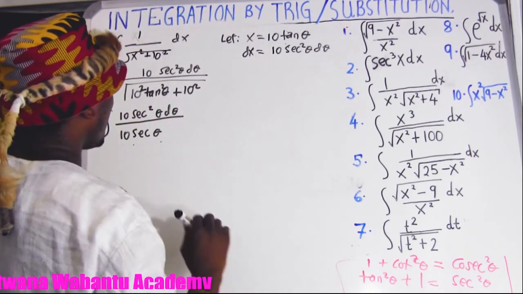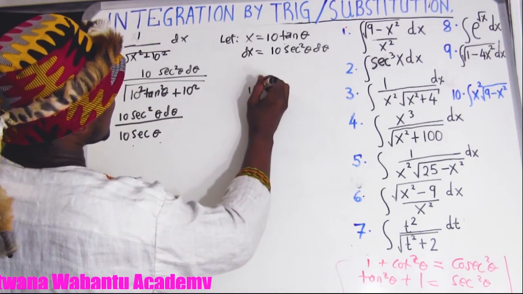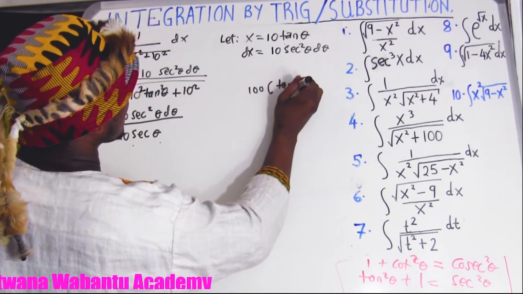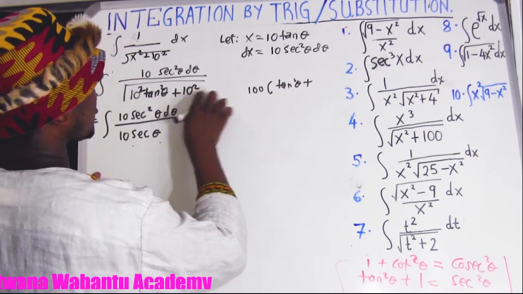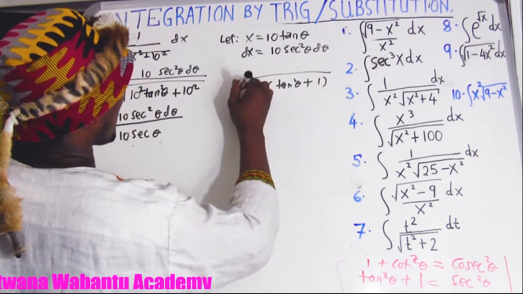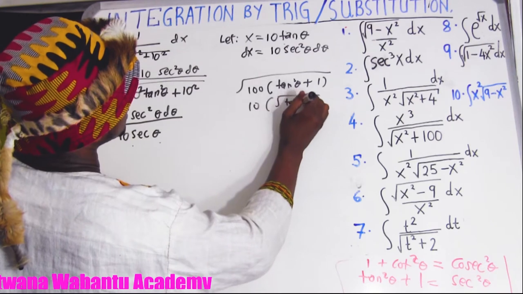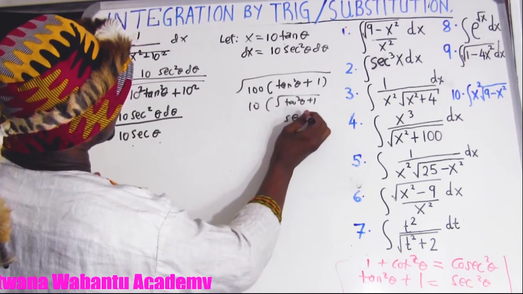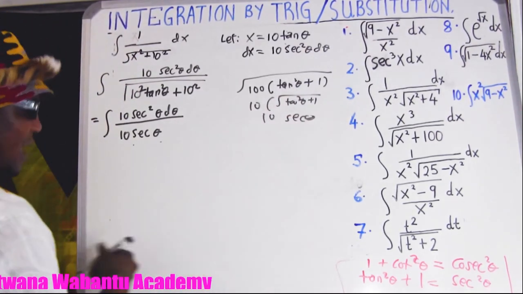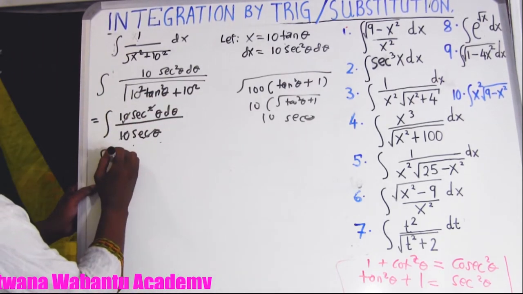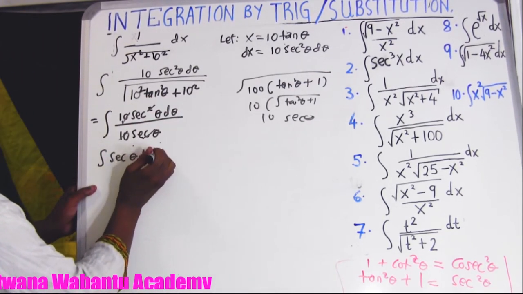Maybe I can just show you, because some people don't know. This is going to be 100, this is going to be 100, and this is going to be 100 also. If the 100 goes out, it means it's left with 1. When you square 100, you get 10. And when you have tan squared theta plus 1, this gives you sec squared theta, so 10 sec. Now 1 sec and 1 sec go, 10, 10 go, so it's going to be the integral of sec theta d theta.